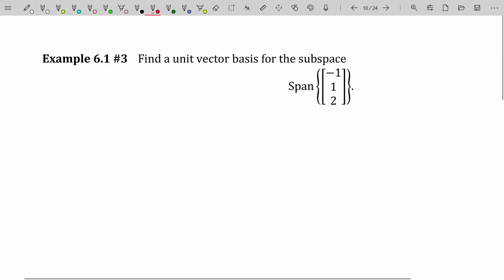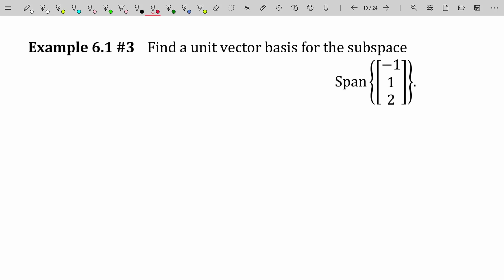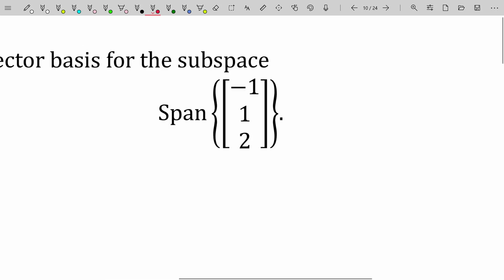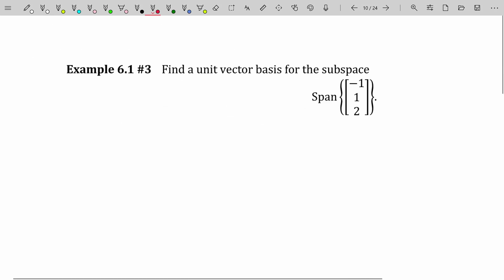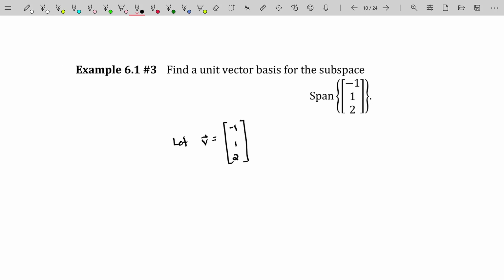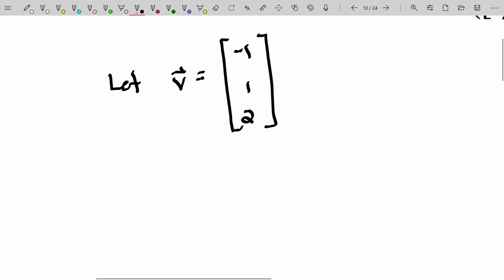Find a unit vector basis for the subspace listed right here, the span of (-1, 1, 2). Well, the span of a set of vectors is a subspace. We know that. Since this set here is a single vector, the subspace generated by this set can be generated just by this single vector, any scalar multiple of it. I'll start by naming the vector v, and then I'll find the magnitude of it because I'm going to divide v by the magnitude of itself.